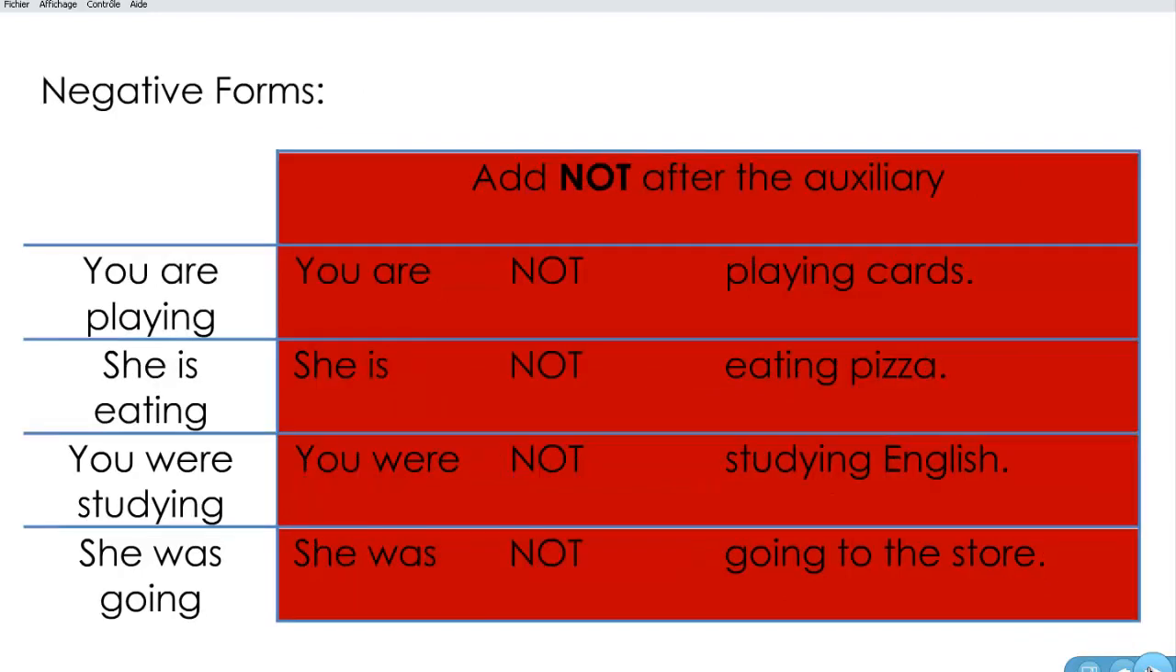Negative forms are made by adding not after the auxiliary. Because there's an auxiliary, I don't add anything, I don't change anything about the verb, I just add not. I can use the contraction if I want. So she is eating becomes she is not eating pizza or she isn't eating pizza. In the past, she was going becomes she was not going or she wasn't going to the store.